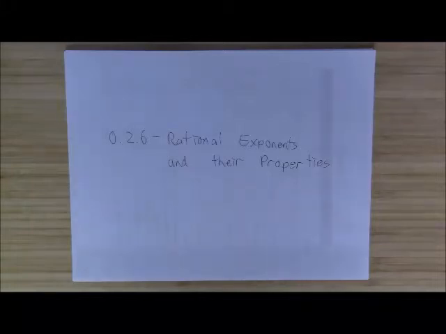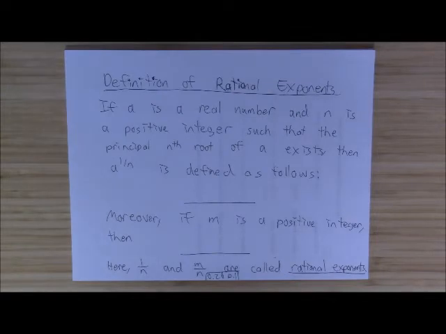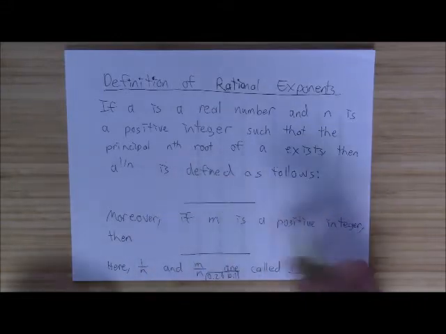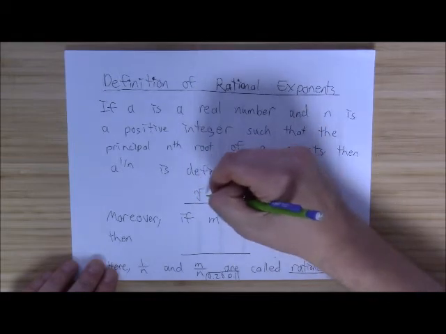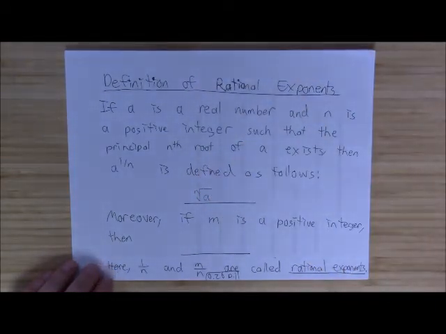So in this final subsection of section 0.2, we will be talking about rational exponents and a bit about their properties as well. First, a definition. If a is a real number and n is a positive integer such that the principal nth root of a, that real number, exists, then we can define a to the 1 over n as the nth root of a.